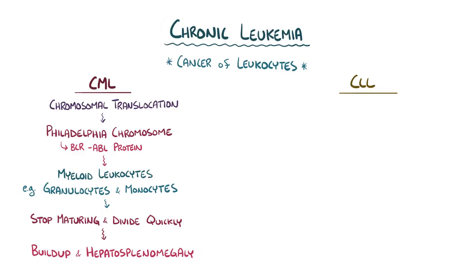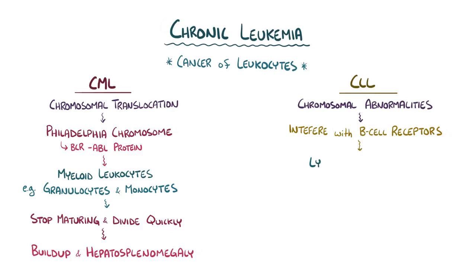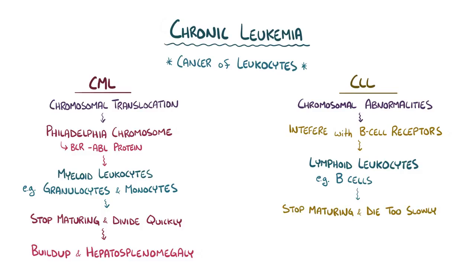In CLL, a variety of chromosomal abnormalities interfere with the pathways of B cell receptors. As a result, lymphoid leukocytes like B cells or B lymphocytes stop maturing and die too slowly. These build up mainly in the lymph nodes, causing lymphadenopathy. Both types cause a loss of normal blood cells, resulting in things like anemia, thrombocytopenia, and leukopenia.